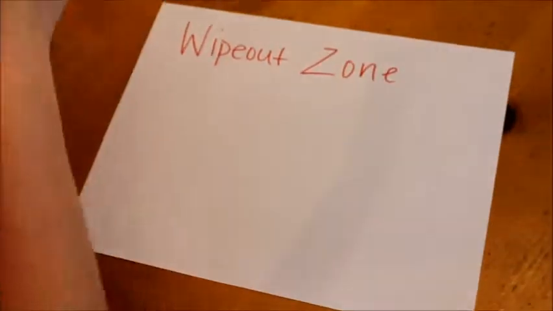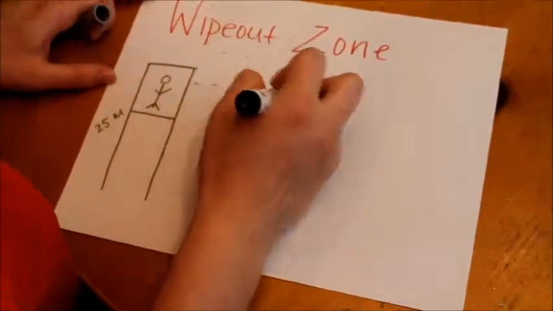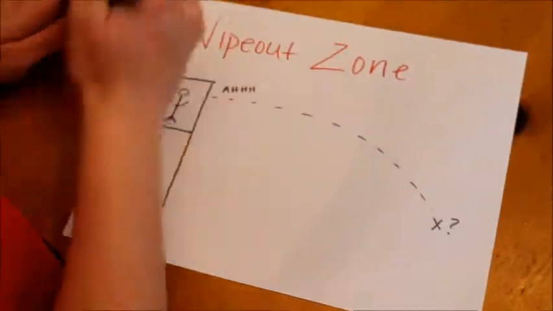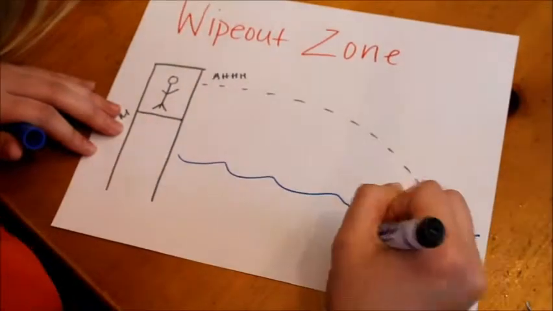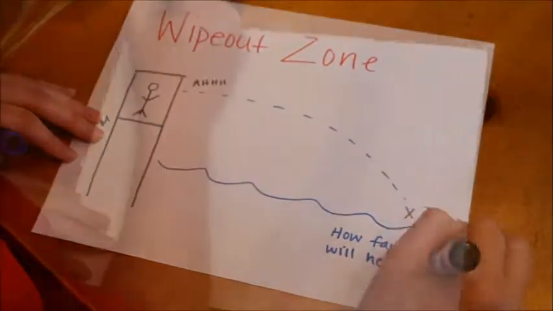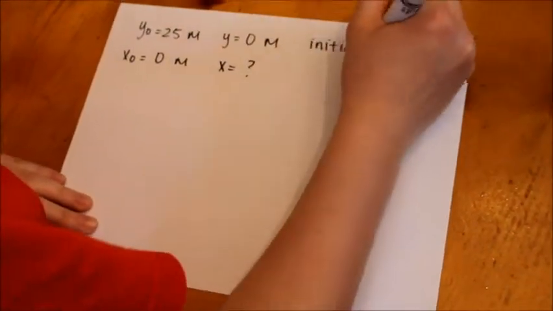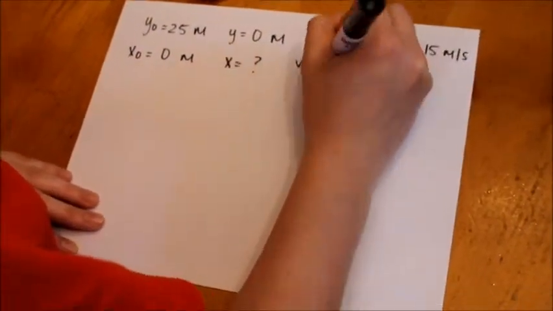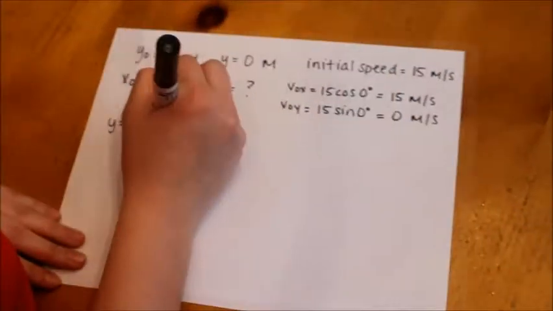Welcome to the Wipeout Zone, where contestants are catapulted into the water. But how far are they catapulted? He's a projectile once he leaves the catapult. We know the initial height and that the initial speed is 15 meters per second. We need to find the horizontal and vertical components of velocity.